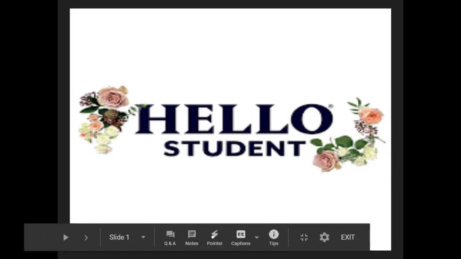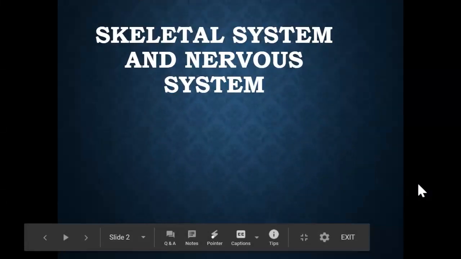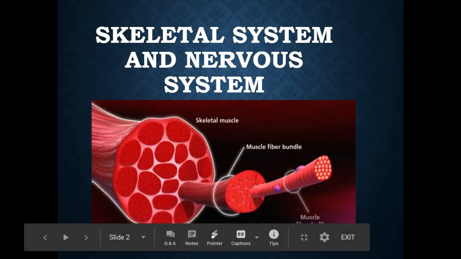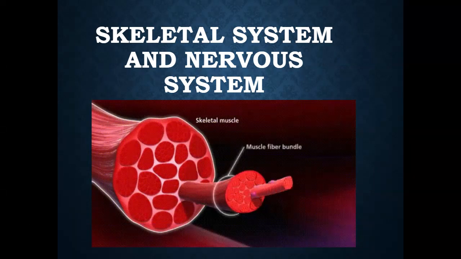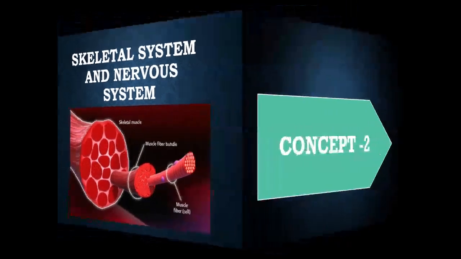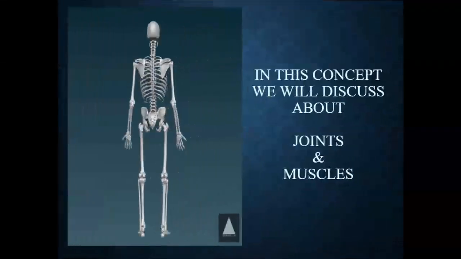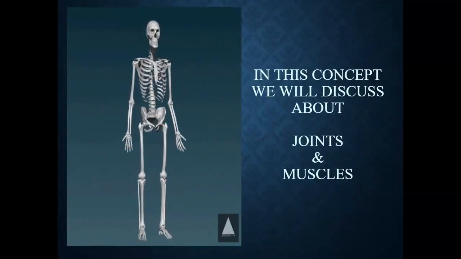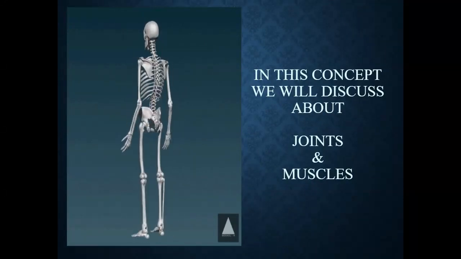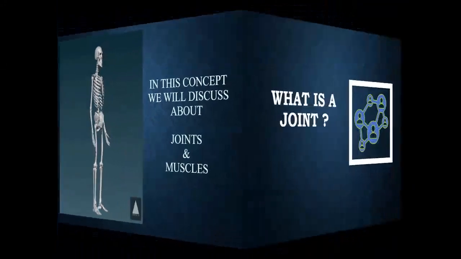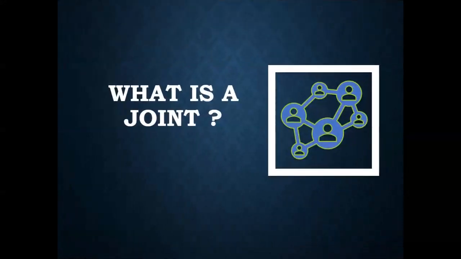Today, we are going to discuss Concept 2 of the Skeletal System and Nervous System chapter. In this concept, we will discuss joints and muscles. So, let's begin. Children, first of all, you should know what is a joint.